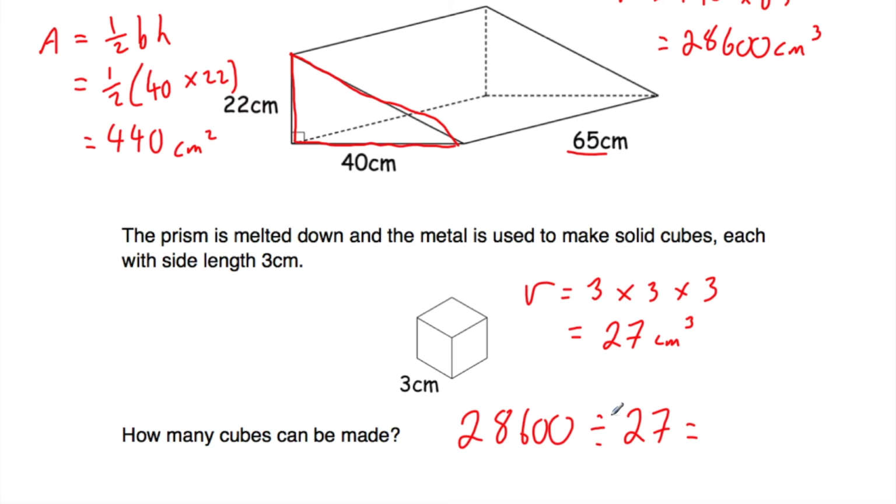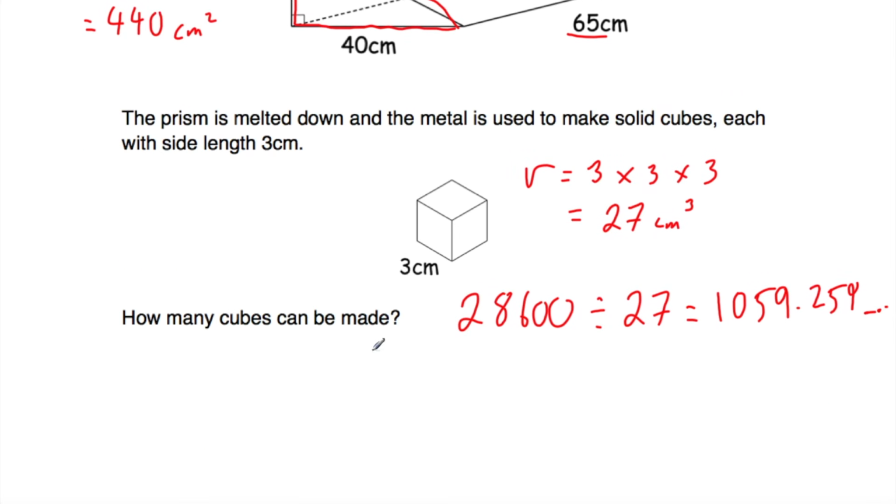So that's equal to, and it's a decimal number, 1059.259 and so on. Now obviously here we can't make 1060 cubes. We can only actually make, in terms of complete cubes, 1059. So 1059 cubes can be made, and there'll be a little bit of metal left over, and that's it.